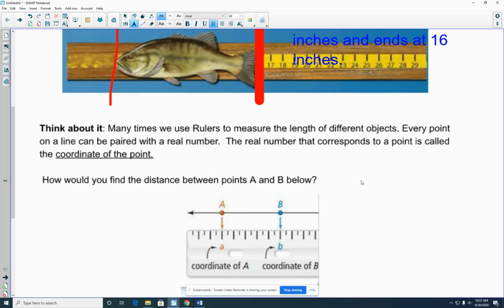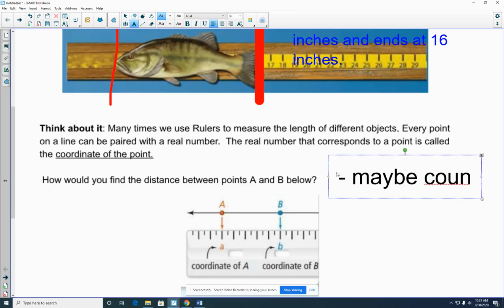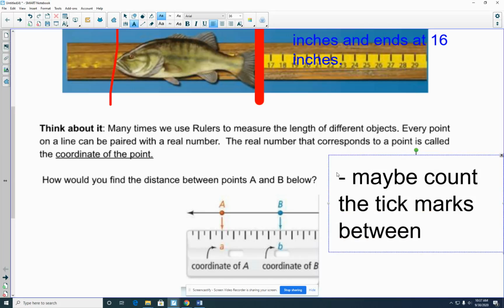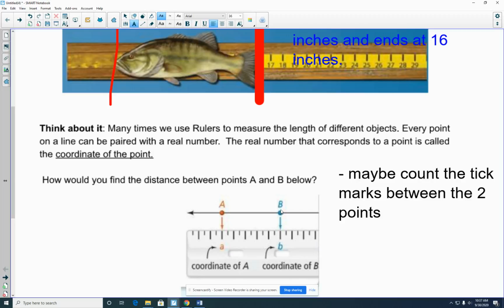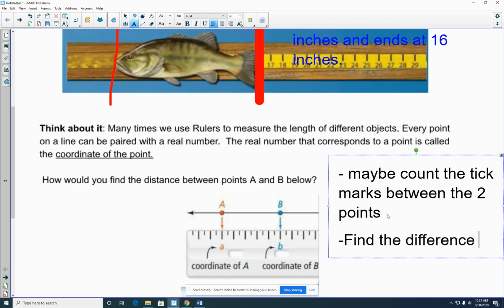Sometimes if it's on a ruler, perhaps we think to count tick marks between 2 points. Sometimes you count the tick marks between the 2 points. That could be one thing that maybe you did in the past. But you can also find the difference between the 2 points. And when we're talking about difference, we're really talking about subtracting.